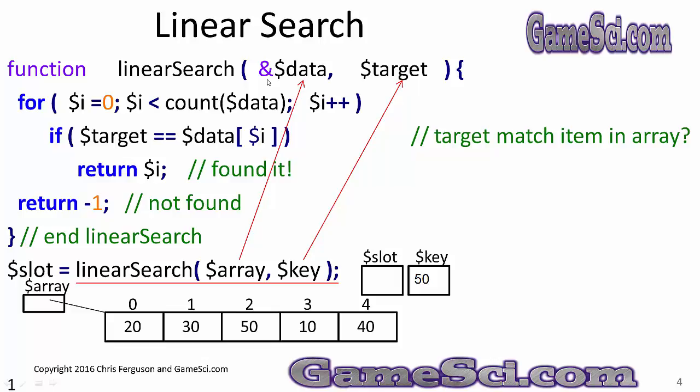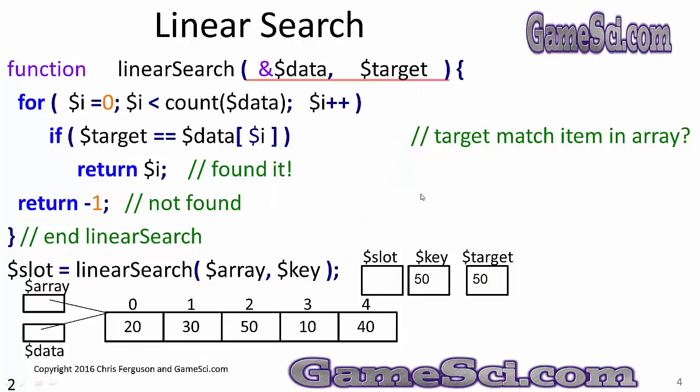So what we're going to do is pass it by reference so it doesn't make a copy of the array. The second argument, $key, is what we're looking for. I'm going to assign it to the parameter target, and this is what we're looking for inside the array. What I've shown down here in the bottom of the screen is the variables used on this line. The array is right here. It's already been made and contains these values. Slot is the slot number where we're going to find our key if we do find it. And of course there's the key containing 50.